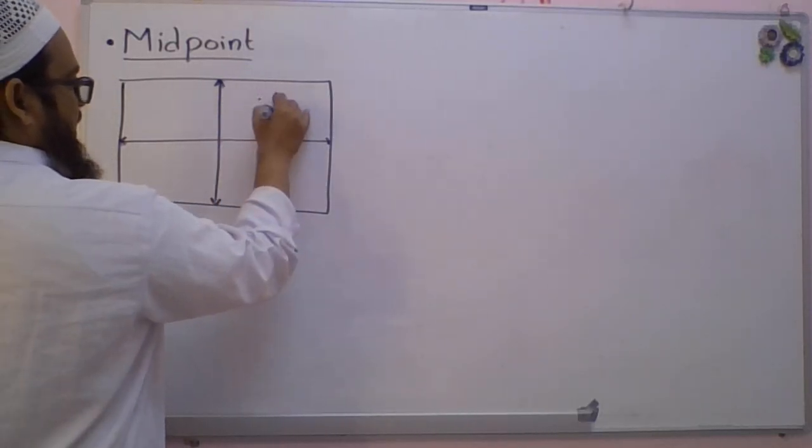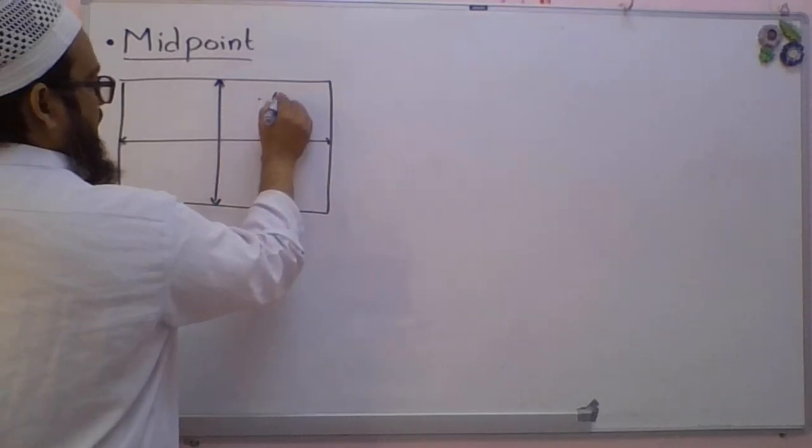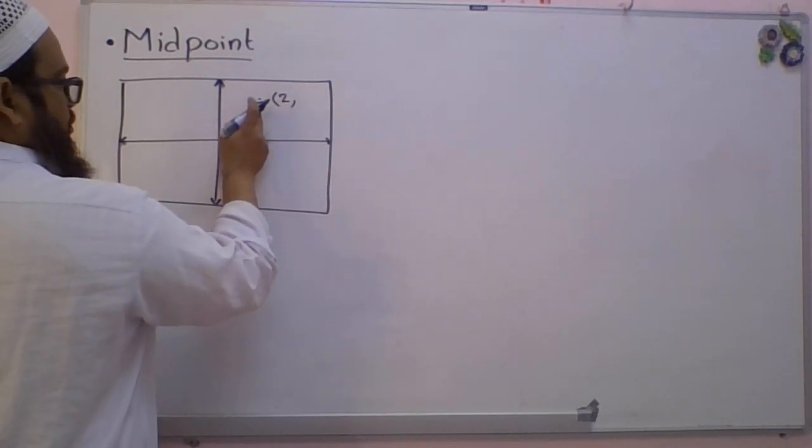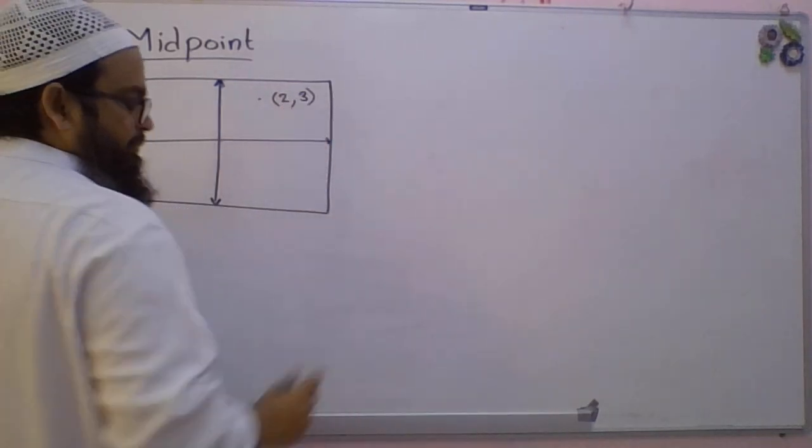So what is x coordinate? 1 and 2. Let us take it as 2. And what is y coordinate? Distance from here? 1, 2, 3. So it is 2 comma 3.